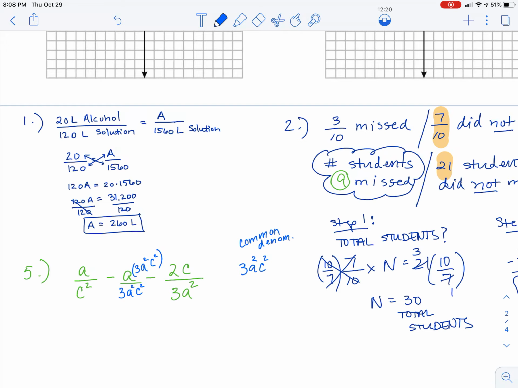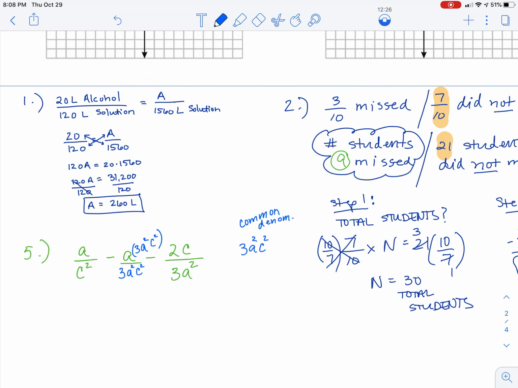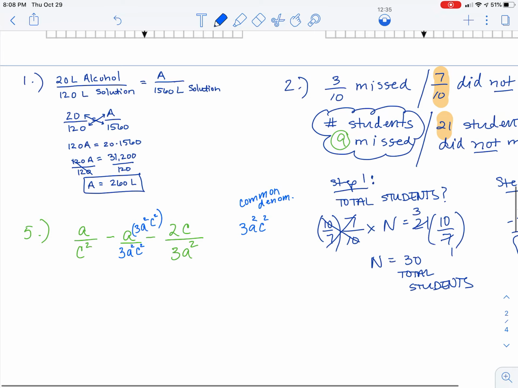And actually, there's probably an easier way to do this. I'm going to go ahead and continue with it this way, but I think if we multiply everything by the common denominator, we can quickly get rid of some things in the denominators of those fractions. But let's go ahead. Since I've started this way, we're going to go ahead and finish it out this way.